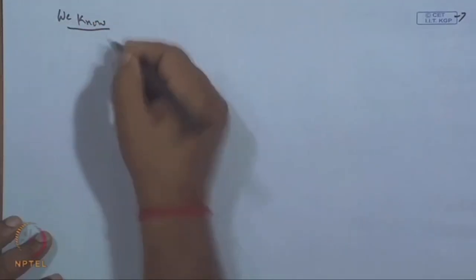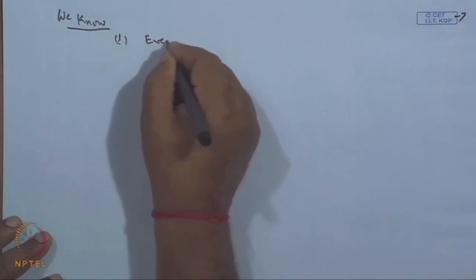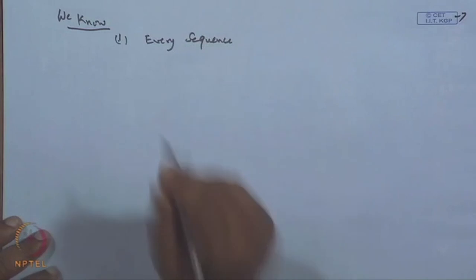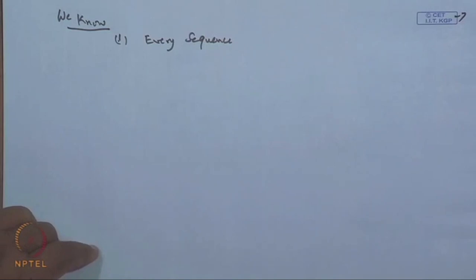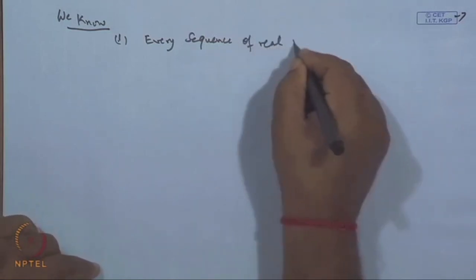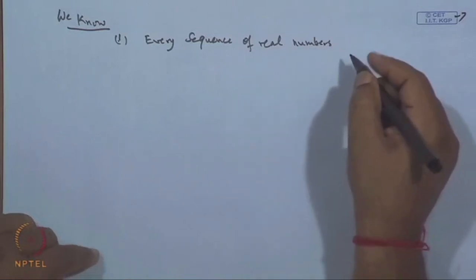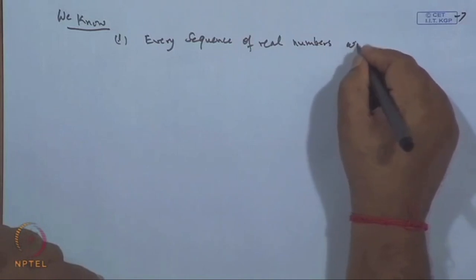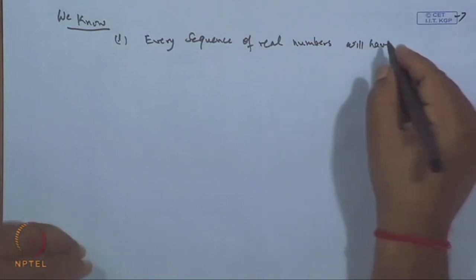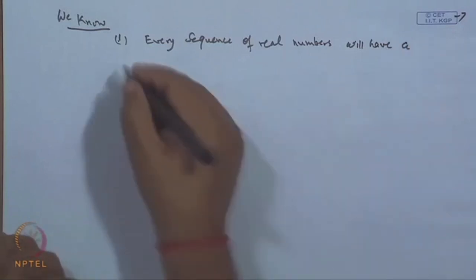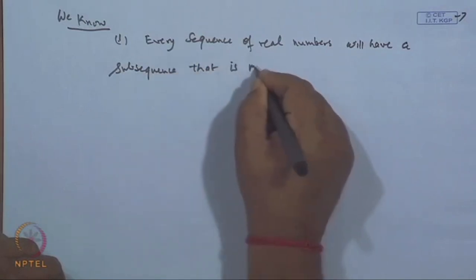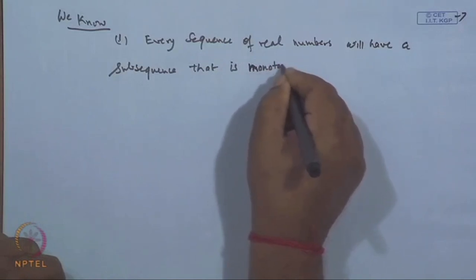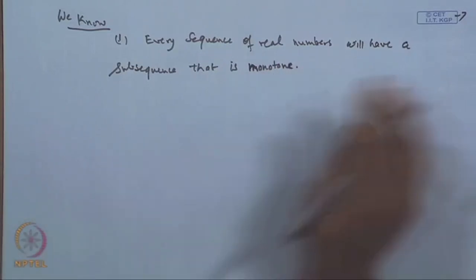So, that we know that every sequence of real numbers will have a subsequence that is monotone, either monotone increasing, monotone decreasing and so on.